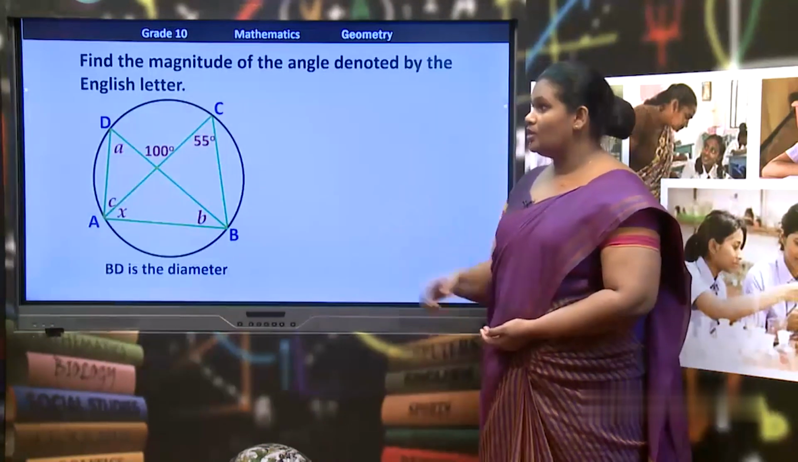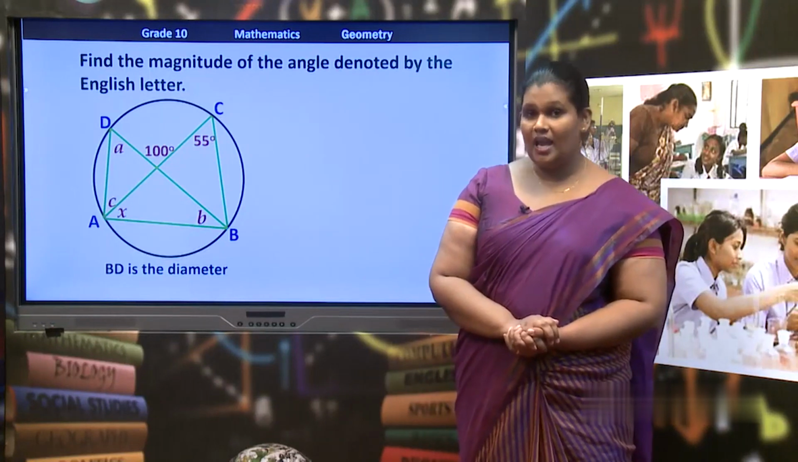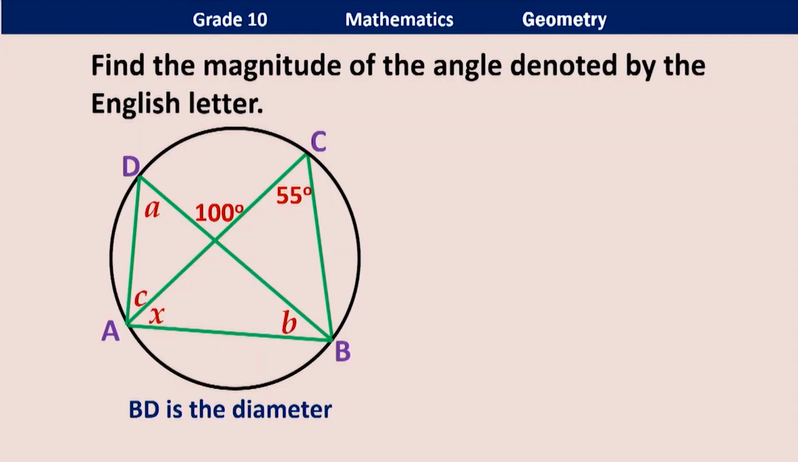Today we will go through some questions related to those 3 theorems and some more questions related to proofs. This is my first question. Find the magnitude of the angle denoted by the English letter. Here they have mentioned that BD is the diameter of this circle. So, we have got 4 English letters to find the magnitude: A, B, C and X. We want to get the magnitude of those angles. Therefore, we will take one by one.